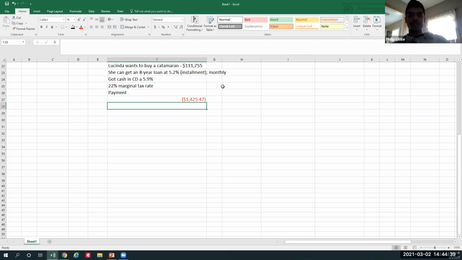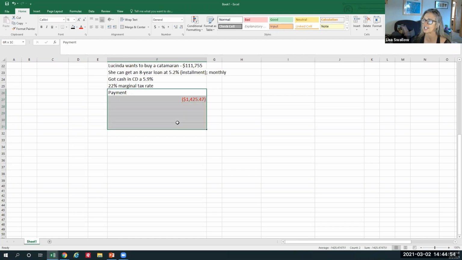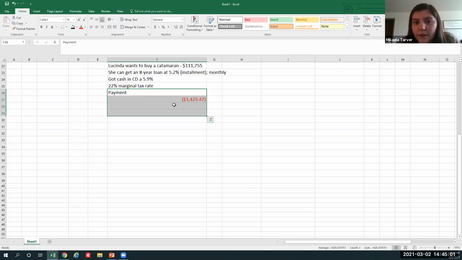Are you doing anything with the marginal tax rate right now? No, that doesn't come in until we calculate what tax she has to pay on the interest on her CD. This looks exactly like what we just did in the spreadsheet before, where we practiced installment loans. Is it 25,000 something?